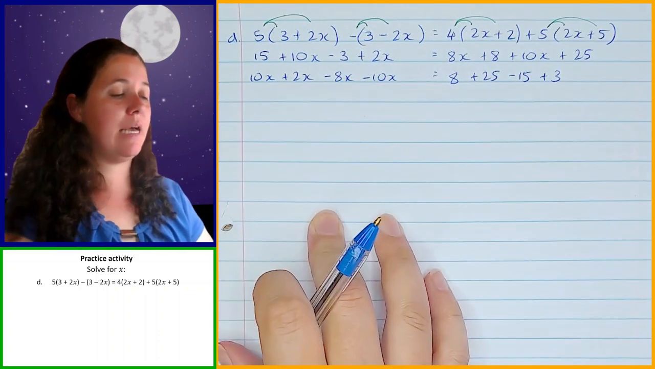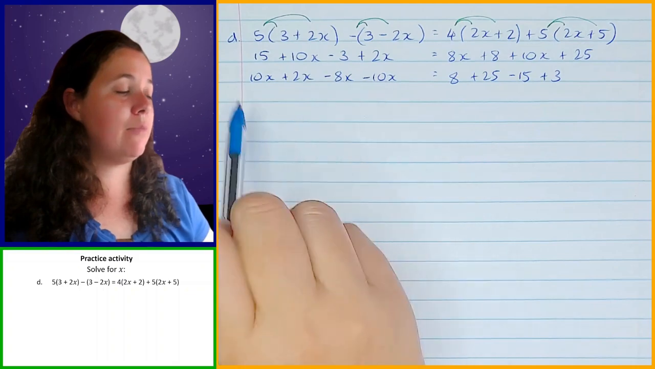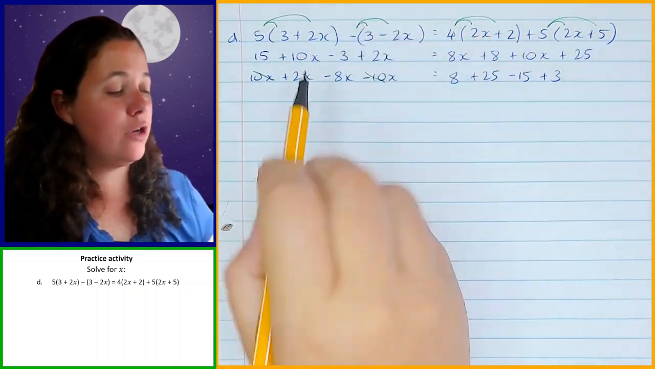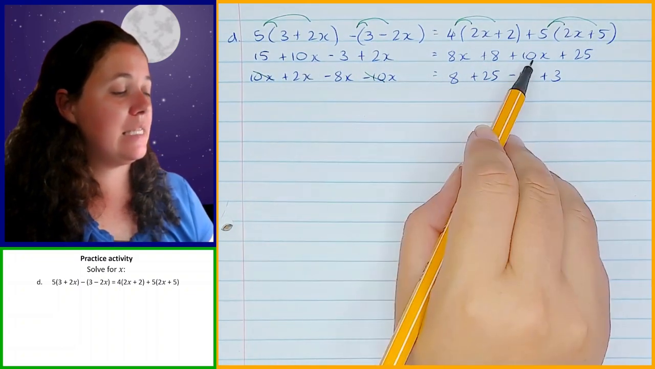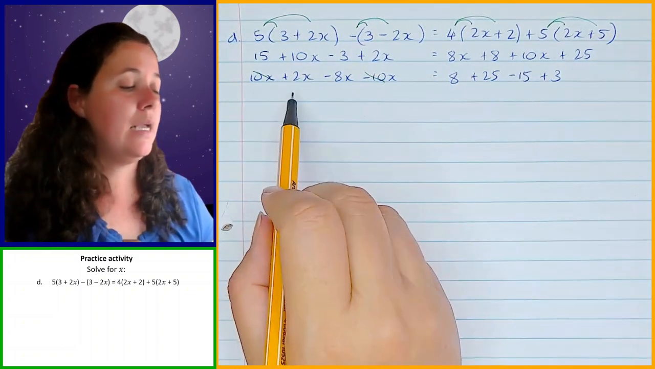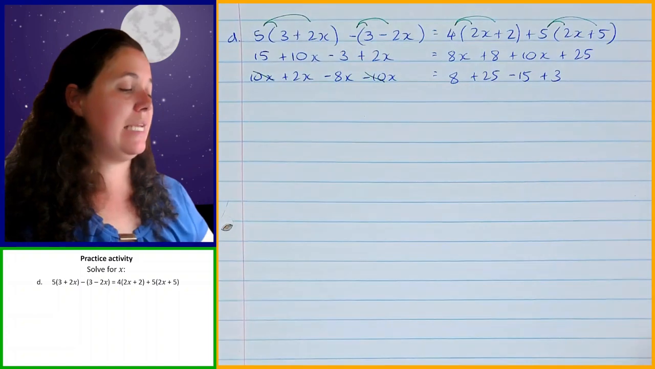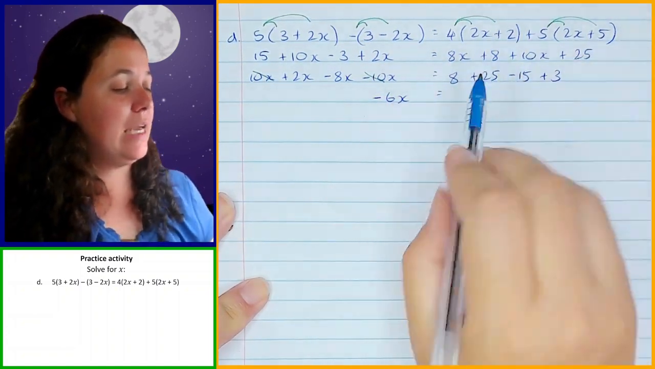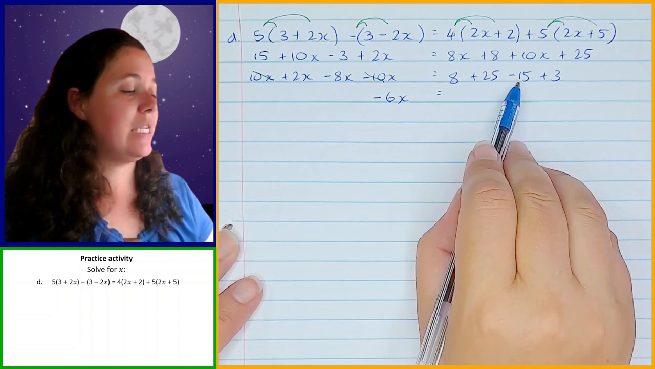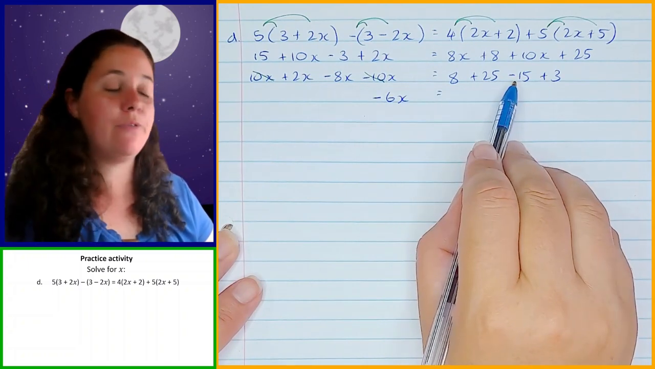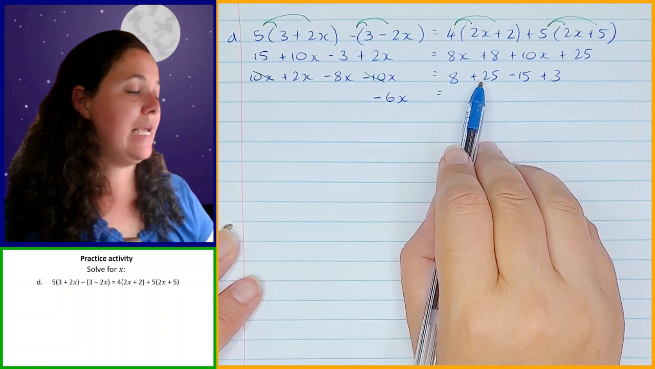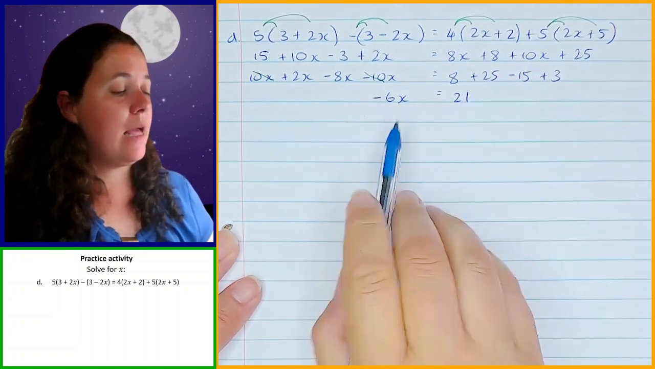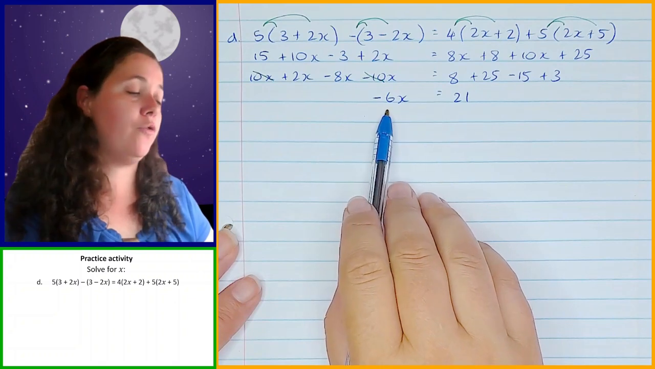Okay, so once I've got that, I can then go and simplify. Now you can see over here I've got 10x minus 10x, those cancel. Now I could have cancelled them here already, the 10x and the 10x, and I wouldn't have had to worry about those at all. And then plus 2x minus 8x gives me negative 6x. Over here, I've got 8 plus 25 minus 15 plus 3. So 25 minus 15 is 10. So it's 8 plus 10, or that's plus 3. That gives me 21.